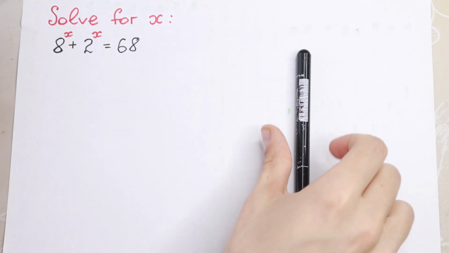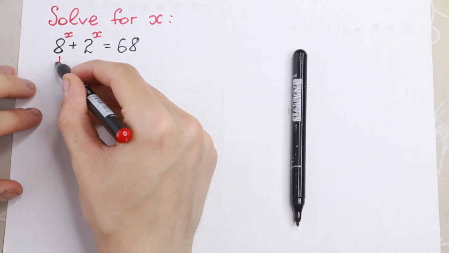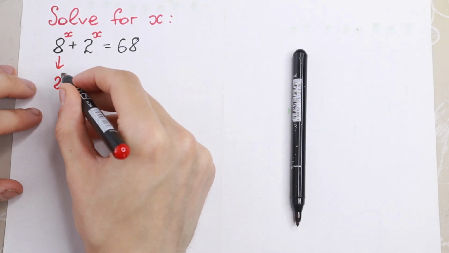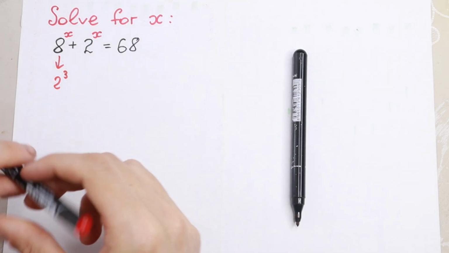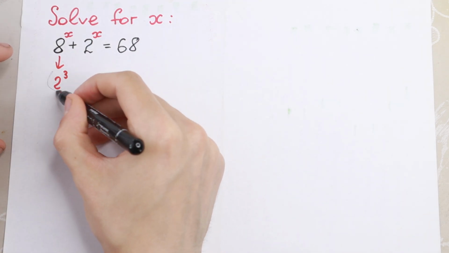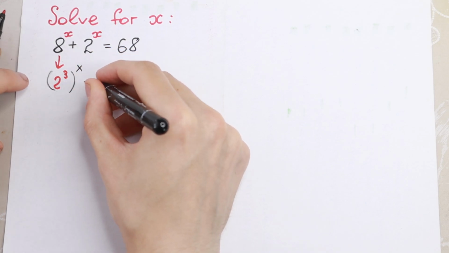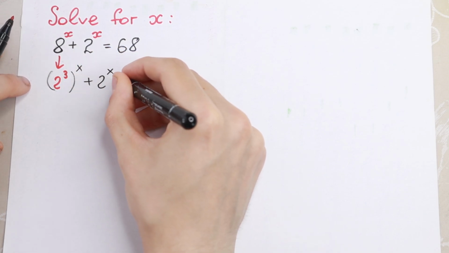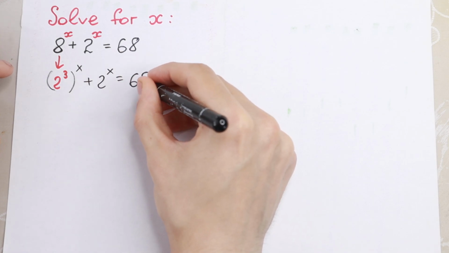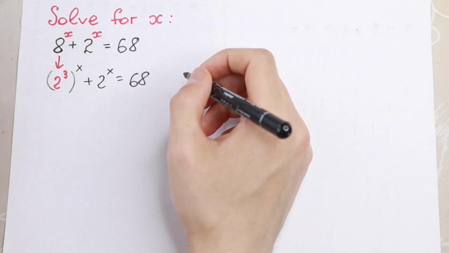Take a look. Right here we have 8. It's really good to express this 8 as 2 cubed. So let's rewrite this: 2 cubed to the power x plus 2 to the power x equal to 68. So we just rewrite this 8 as 2 cubed.